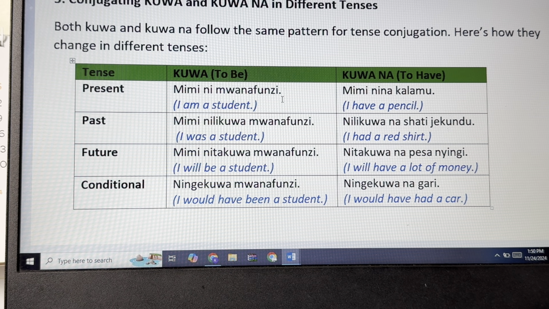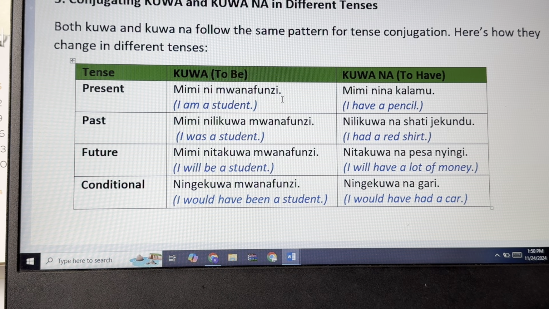But we say mimi nina huzuni sana because some of these emotions we don't associate ourselves with by owning them and saying I am this. No, we don't do that. We say I have this. Nina huzuni. I have huzuni. I have sadness. You don't identify by the word huzuni and say mimi ni huzuni. No, in Swahili hapana. Sawa?